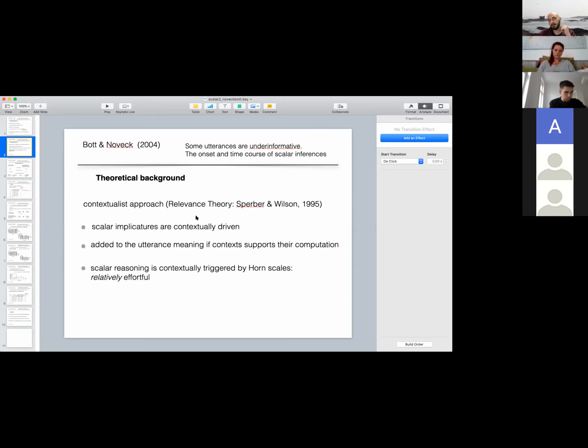But then there is an alternative approach called relevance theory, that comes from this book from '95 by Sperber and Wilson called Relevance Theory.